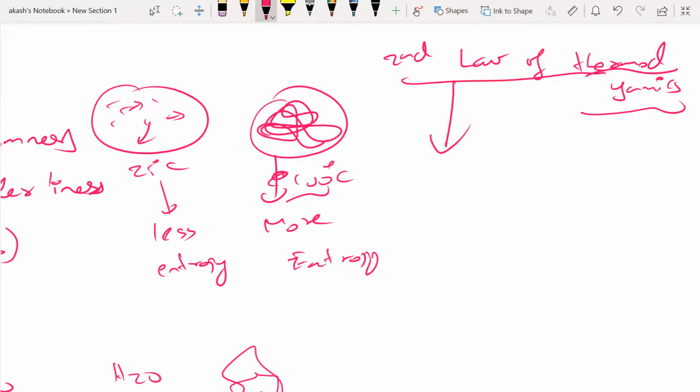The direction of a spontaneous process is going to be in such a way that the entropy of the universe is increasing.